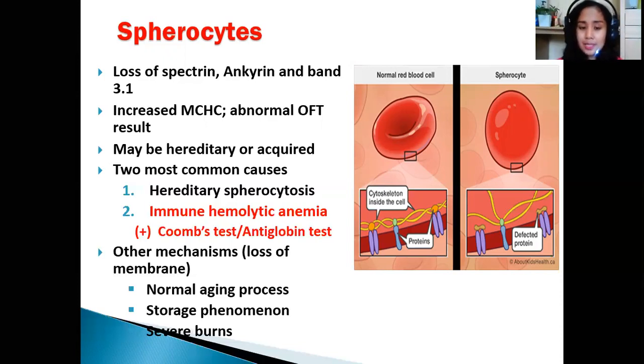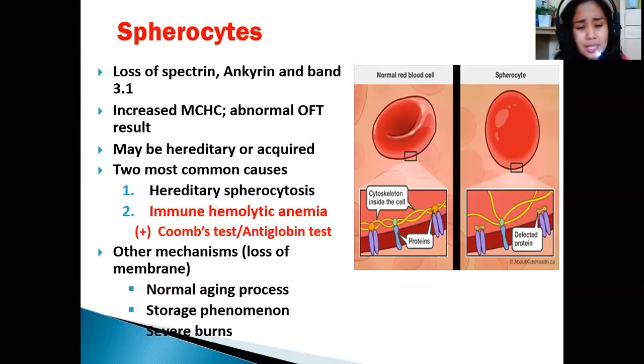I just want to emphasize that you need to differentiate what caused the spherocytosis, whether hereditary or hemolytic anemia, because it is important. If it's hemolytic anemia, it means there's an antibody that is prematurely breaking down our red blood cells. So we need to know that, we need to investigate. We need to test with the Coombs test or anti-globin test. And the other mechanisms of loss of membrane are the normal aging process, storage phenomenon, and severe burns.